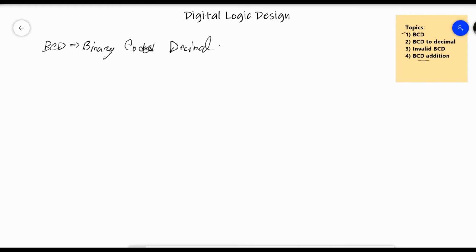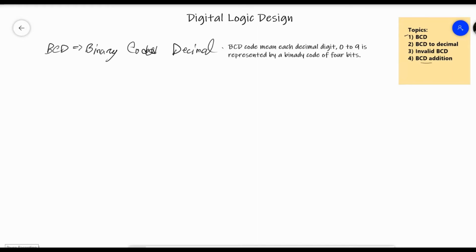Now let us learn the definition. The definition of BCD means that each decimal digit 0 to 9 is represented by a binary code of 4 bits. Now let us understand how to convert a decimal number to its BCD form.